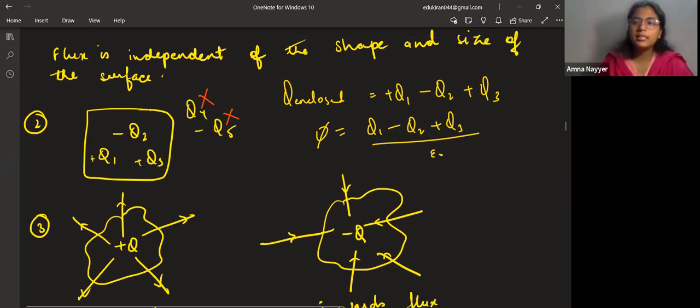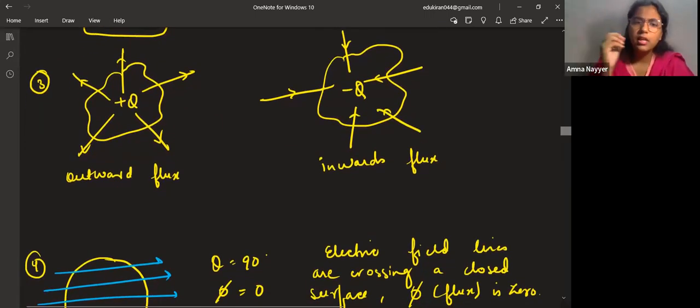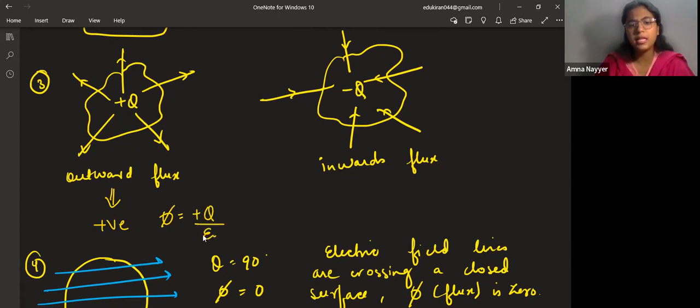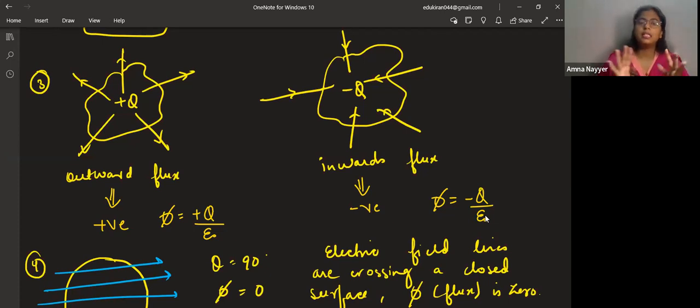That is the second rule. Third is for signs. If you are having outward flux or inward flux, always remember, if the flux is outwards, it is going to be positive, that is, you write flux as plus Q by epsilon naught. It's just for the direction, so that we are at least aware of whether the electric fields are going outwards or inwards. And for inwards, we write it as negative, that is, flux is minus Q by epsilon naught. So outward flux, inward flux. Fine. Next property.